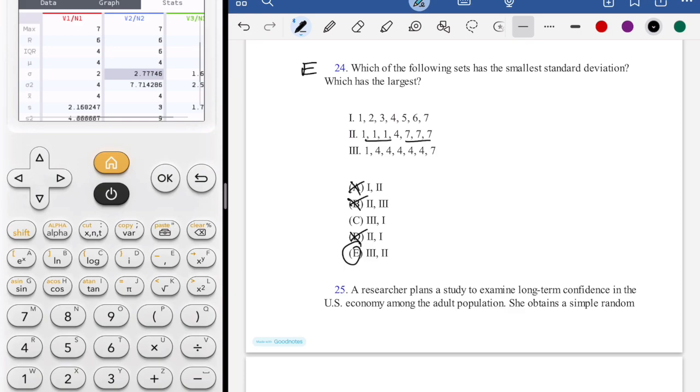Researcher plans to study to examine long-term confidence in the U.S. economy among the adult population. She obtains a simple random sample of 30 adults as they leave a Wall Street office building one weekday afternoon. All but 2 of the adults agree to participate in the survey. Which of the following conclusions would be correct?